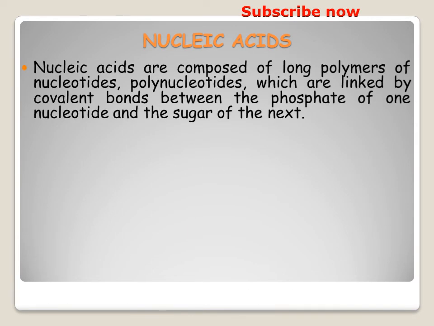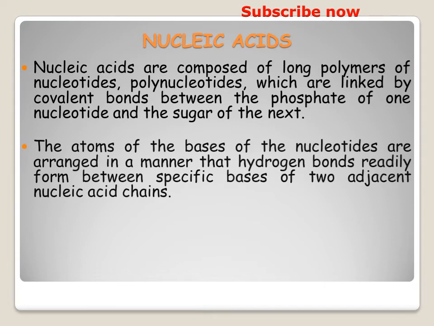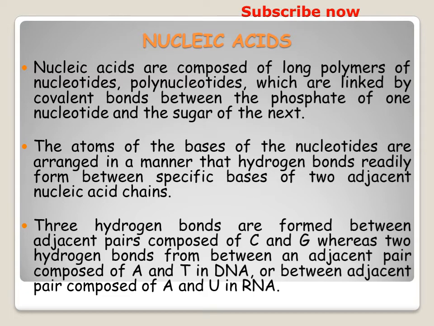Nucleic acids are composed of long polymers of nucleotides, that is polynucleotides, which are linked by covalent bonds between the phosphate of one nucleotide and the sugar of the next. The atoms of the bases of the nucleotides are arranged in a manner that hydrogen bonds readily form between specific bases of two adjacent nucleic acids. Three hydrogen bonds are formed between adjacent pairs composed of cytosine and guanine, whereas two hydrogen bonds form between an adjacent pair composed of adenine and thymine in DNA, or between adenine and uracil in RNA.